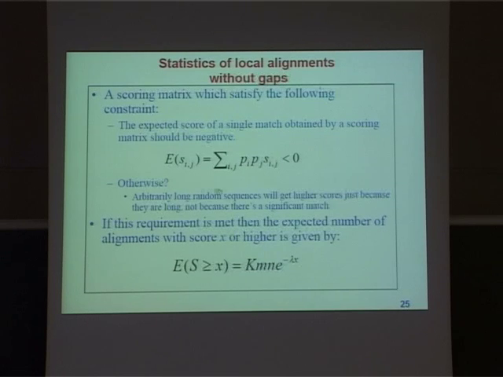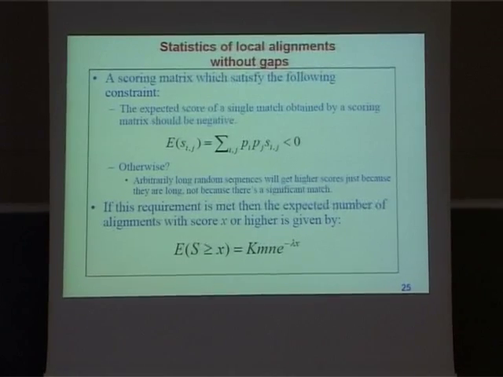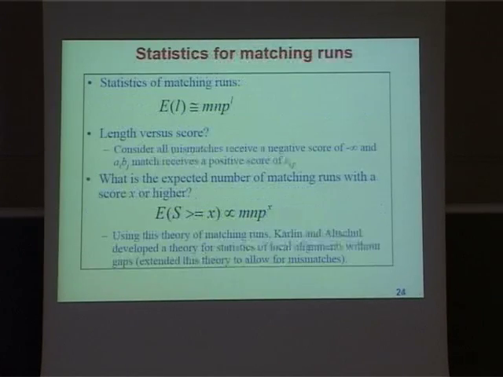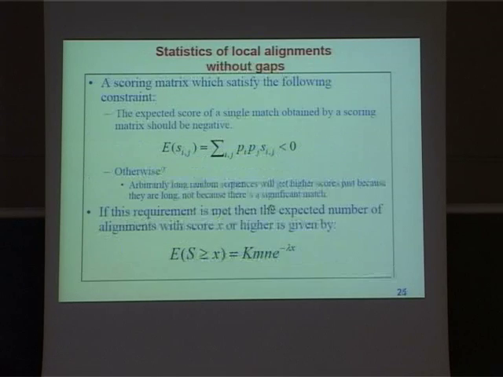And if this requirement is met, then the expected number of alignments with score X or higher can be given by, so in the previous formula, we just stated that it is proportional to the score. The e-value is proportional to m times n times p to the score. Now we can actually give an exact formula for the expected number of alignments of score X or higher: K times mn e to the minus lambda x.